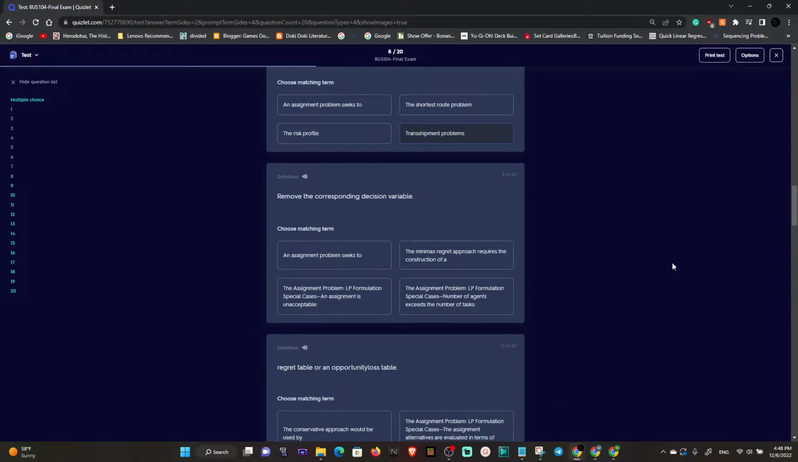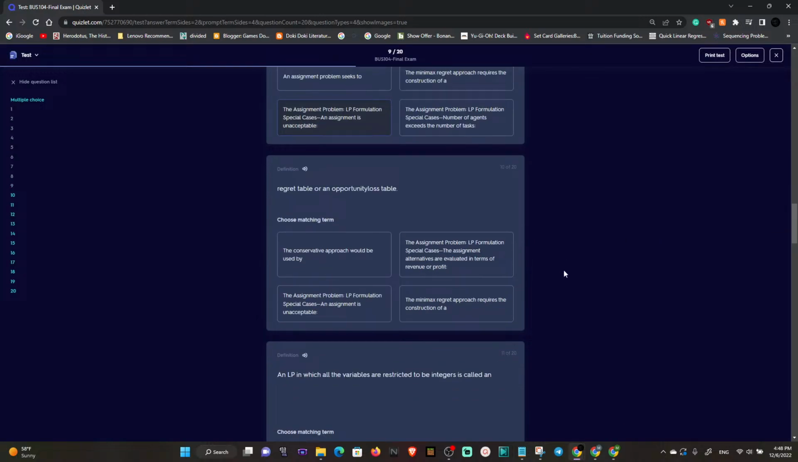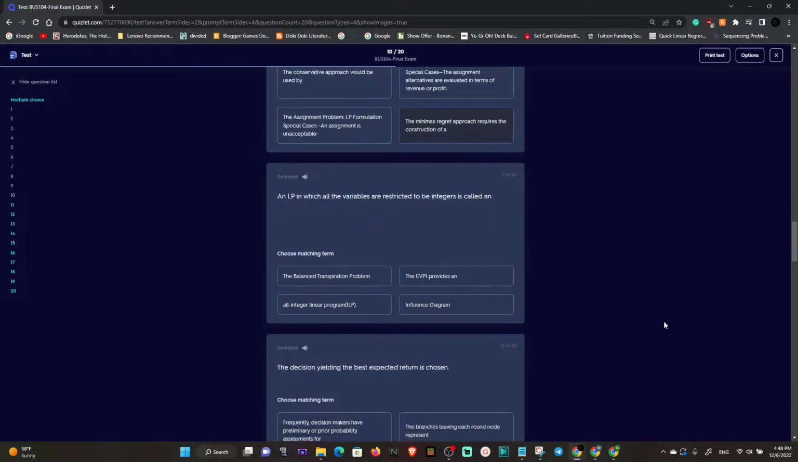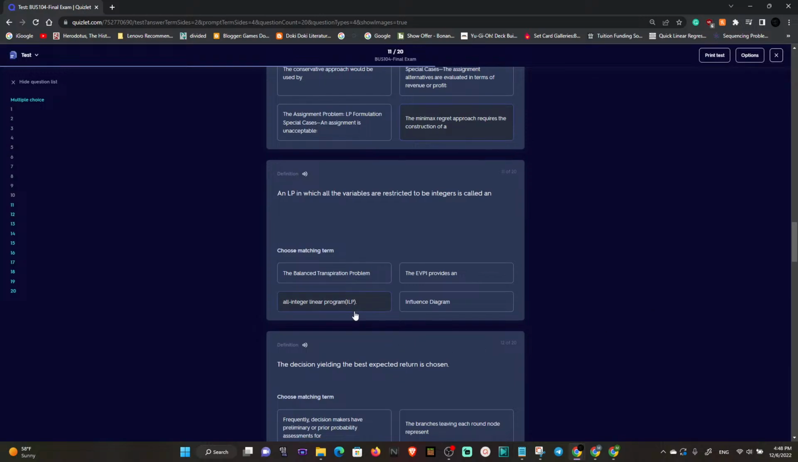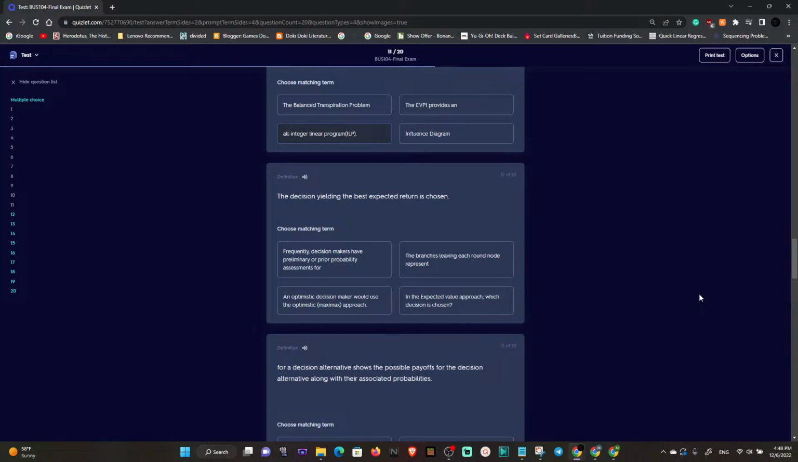Remove the corresponding decision variables. That is when it becomes unacceptable. Yeah, thank you, Larry. You're up. Regret and opportunity loss table. The minimax regret approach. An LP in which all the variables are restricted to the integers is called an all-integer linear program. The decision yielding the best expected return is chosen. And that is the expected value approach.